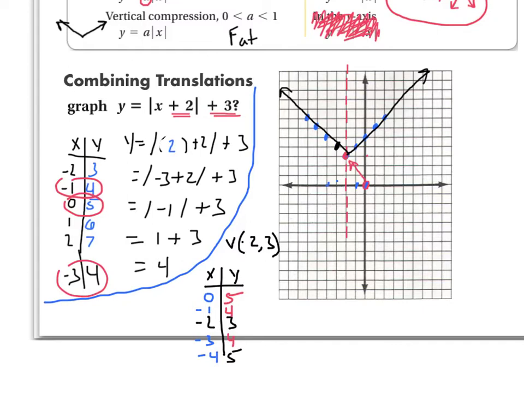So, plotting those points, we again would see that at 0, 5, we're there. Negative 1, 4 is there. Our vertex is at negative 2, 3. Negative 3, 4 is there. And negative 4, 5 is there. It would give us the points we need to graph our function. Questions?